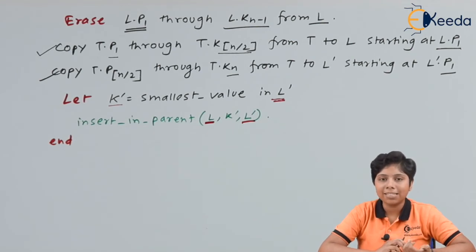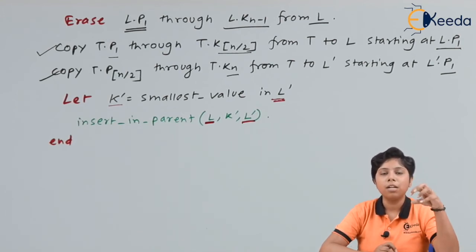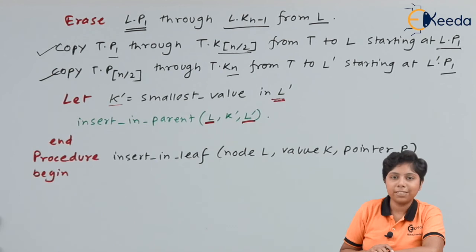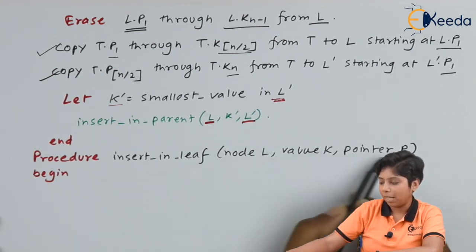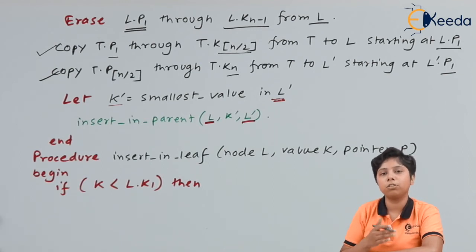Insert in leaf is very easy: just insert the value into the leaf node, and the parent is the split-up part. Now we need to check whether it is the left one, the middle one, or the right one for n equals 4. Now insert in leaf has the node L, the value K, and pointer P. If the value to be added is less than the value on the first pointer of the left leaf node, then we need to place it in the left part and shift P1 to the right part.